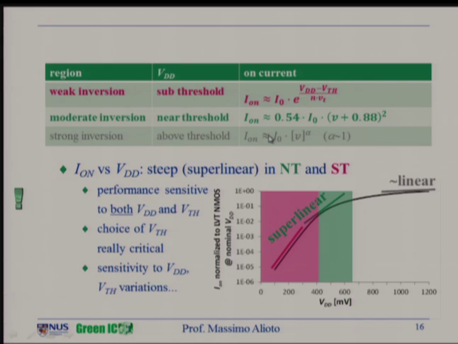So from these 3 equations, we learn something, which is the curve of Ion versus VDD is actually pretty steep. It's superlinear in near threshold and subthreshold region, which means that, first, performance is pretty sensitive to both the supply voltage and the threshold voltage in both near threshold and subthreshold. Second, the choice of the threshold voltage is actually pretty critical in terms of performance. We will talk about that later. And also, unfortunately, the sensitivity of the performance to VDD and VTH variations is actually pretty high, which raises concerns about robustness.